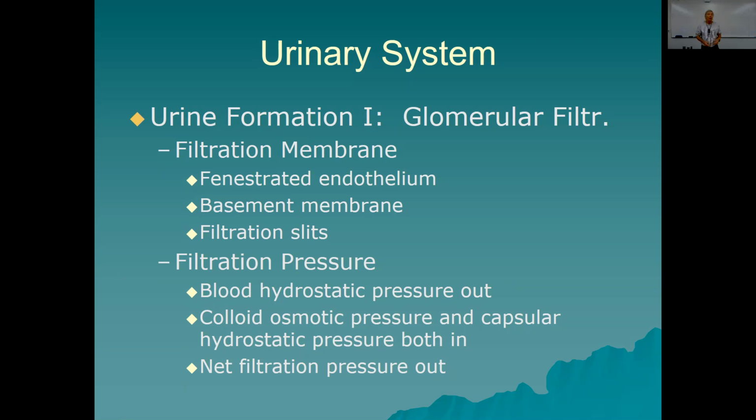And then there's the sinusoids, which have big, huge spaces between the endothelia, and like whole cells can leak out. Those are only found in liver and in spleen. So you have the holes in the endothelial cells. You have some basement membrane between the endothelial cells and the filtration slits on the podocytes.